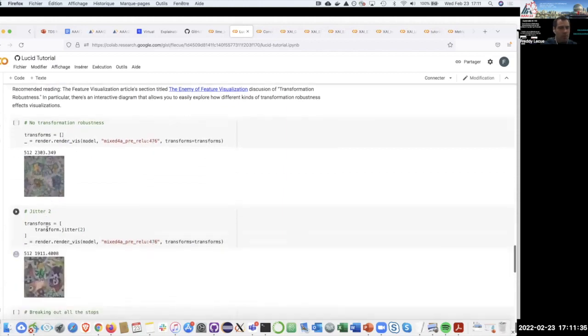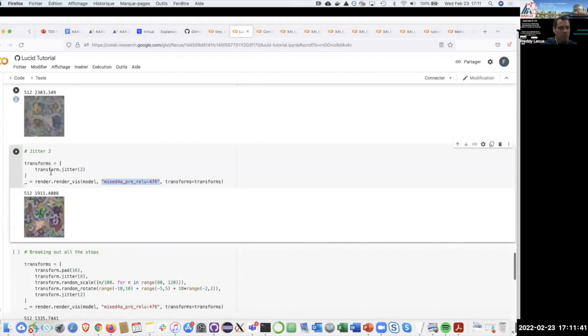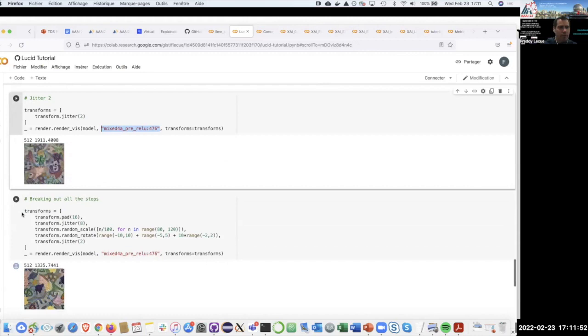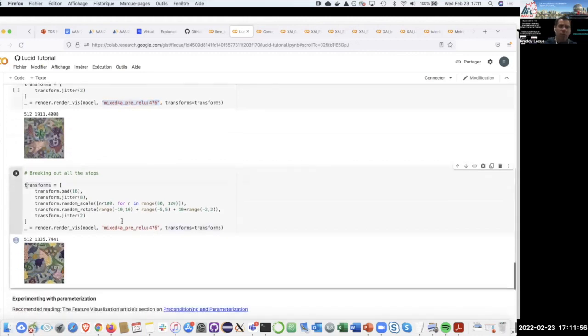And based on the transformation, again, we're always on the same unit here, right? You can see you get this visualization, and then here you get this one, which is a bit crisper, or it's different, because you use a different transformation mechanism. And here you have even much more complex transformations. You can add many, right? So change the scale, the padding, and here you get again something different.